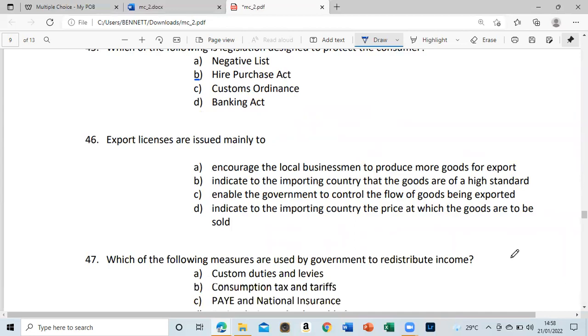46. Export licenses are issued mainly to, I didn't read that part first. Is it A, encourage the local businessmen to produce more goods for export? B, indicate to the importing country that the goods are of a high standard? C, enable the government to control the flow of goods being exported? D, indicate to the importing country the price at which the goods are to be sold? And 46 is C, enable the government to control the flow of goods being exported.